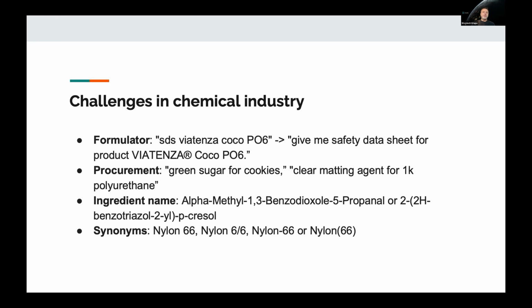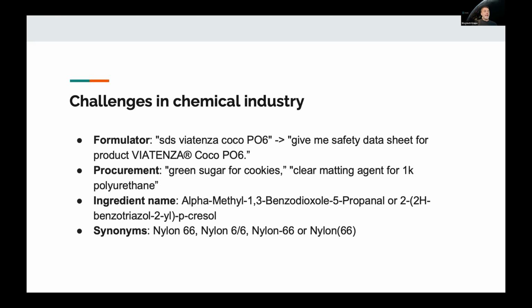And here you have a few samples exemplifying why doing the search the right way is so difficult in our industry. So the first one, SDS Vayatenza Coco PO6, literally means, and this is the concept matching and understanding as Stan has presented, give me the safety data sheet for a product Vayatenza Coco PO6. And this is challenging not only because we need to understand the intent of the query, but also because it's looking not for the main search object, but for an accompanying document, a safety data sheet, right?